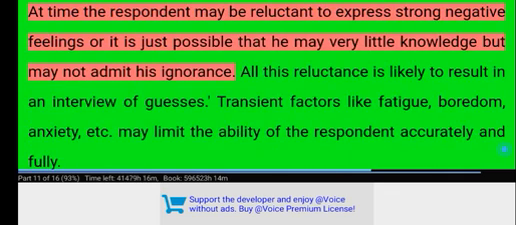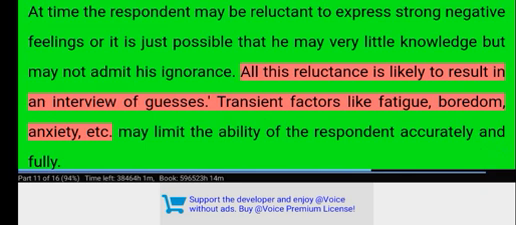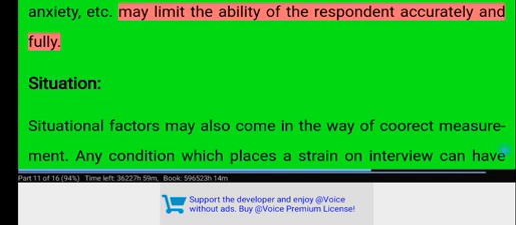Respondent. At times the respondent may be reluctant to express strong negative feelings, or it is just possible that he may have very little knowledge but may not admit his ignorance. All this reluctance is likely to result in an interview of guesses. Transient factors like fatigue, boredom, anxiety, etc. may limit the ability of the respondent to respond accurately and fully.